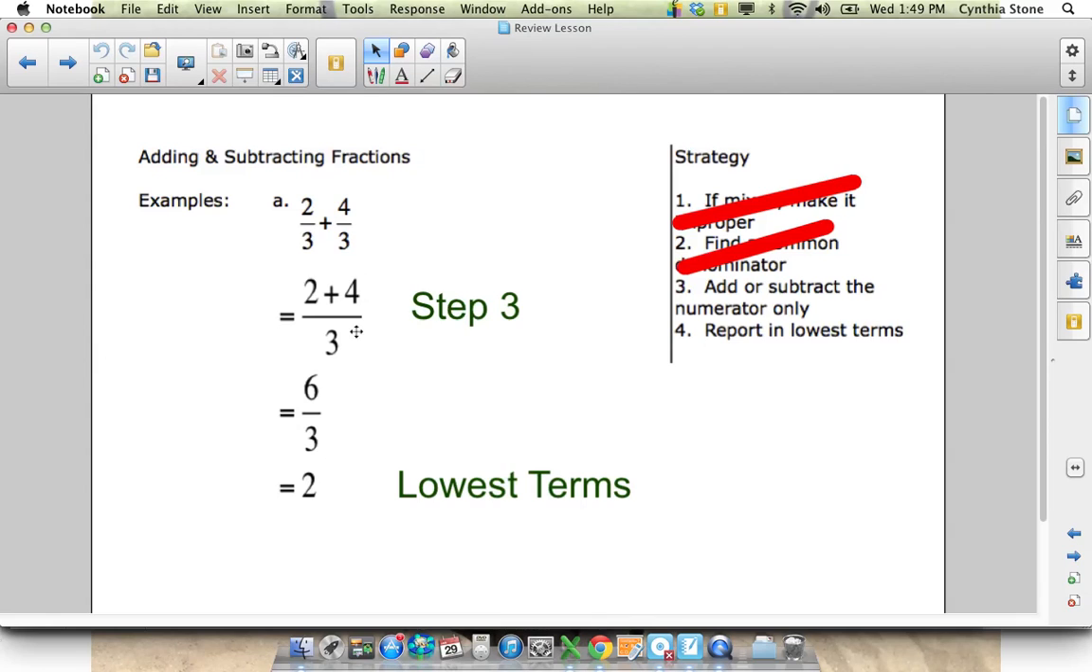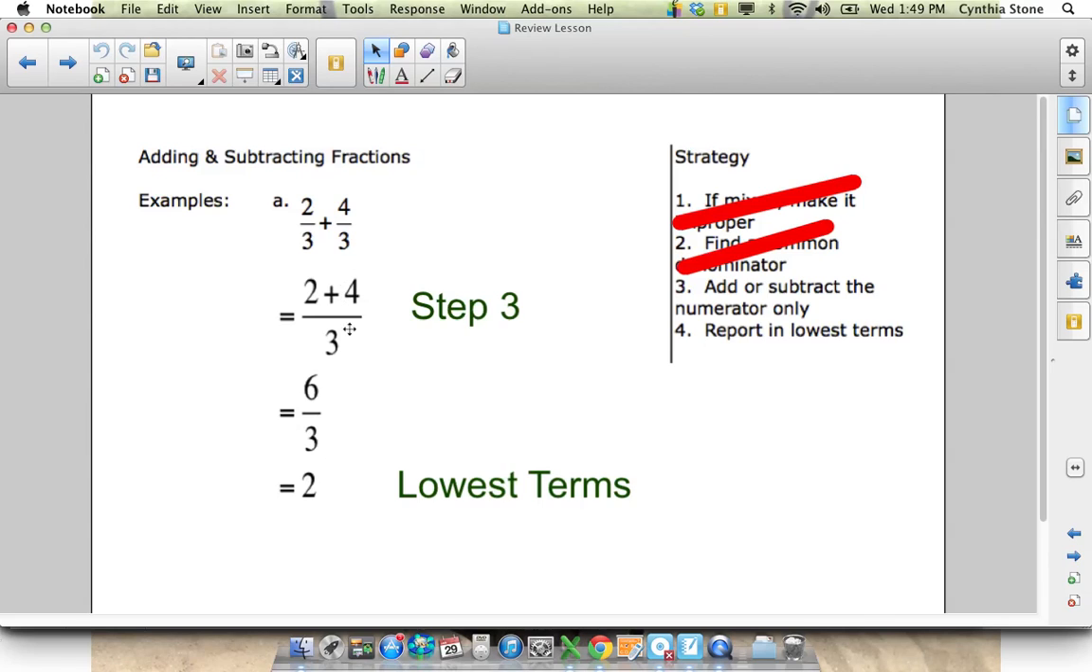You add the numerator only. So we have the same denominator. There's our common denominator of 3. You don't add the denominator. You only add the number on top. And you get 6/3, and lowest terms would be 6 divided by 3, which is 2, or 2/1, which 2 makes more sense to say.